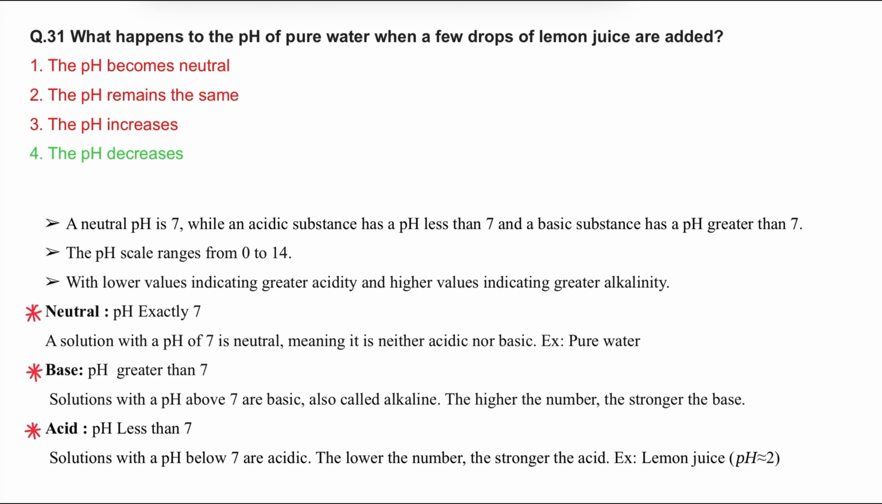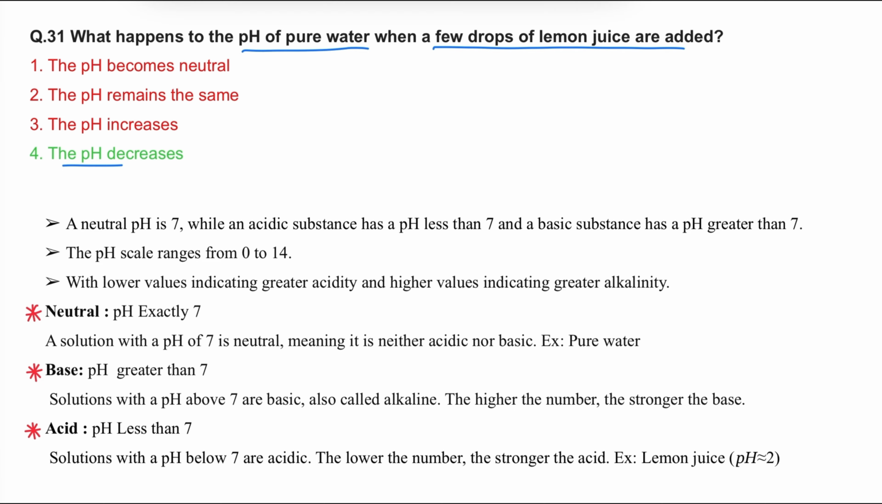Question number 31. What happens to the pH of pure water when a few drops of lemon juice are added? As lemon juice is acidic in nature, which decreases the pH of pure water. Correct answer is 4. Let us see in detail.